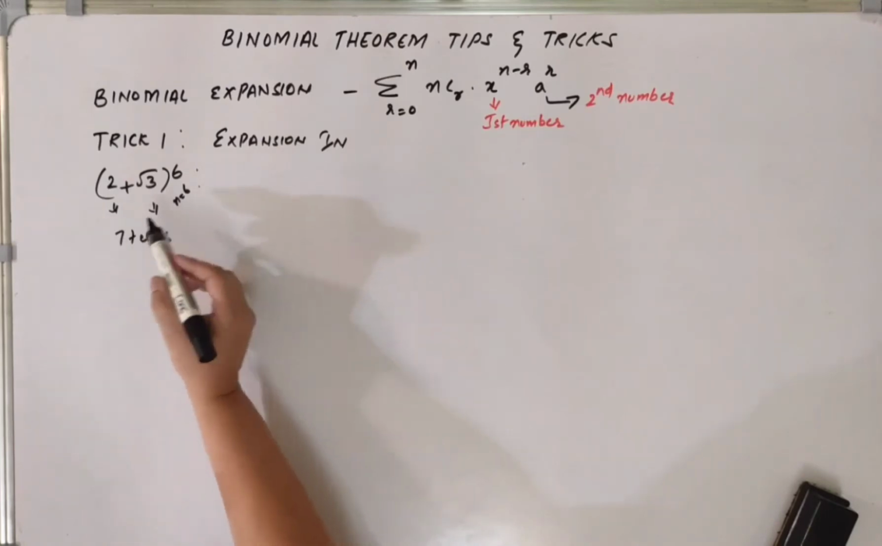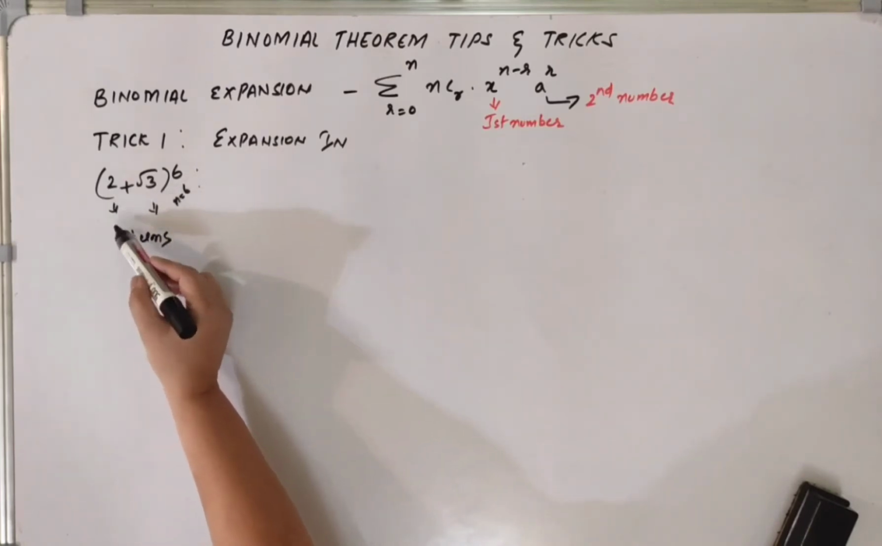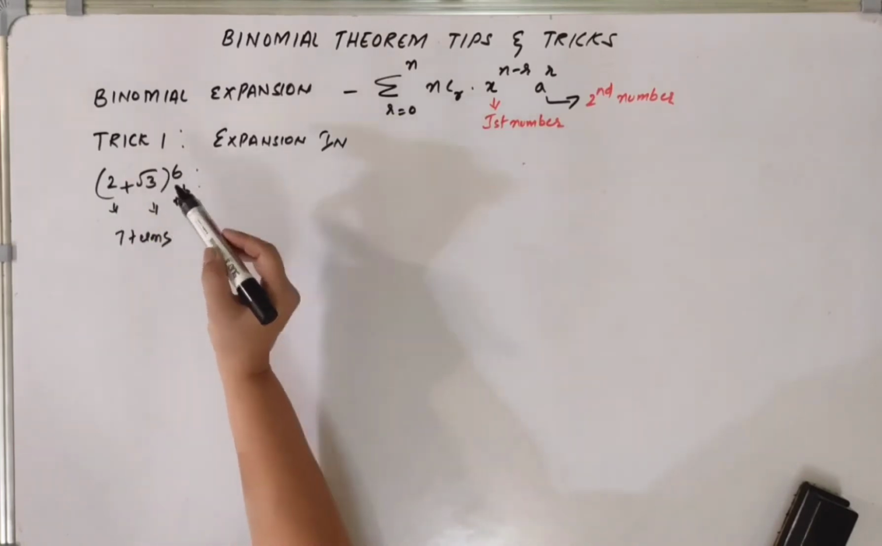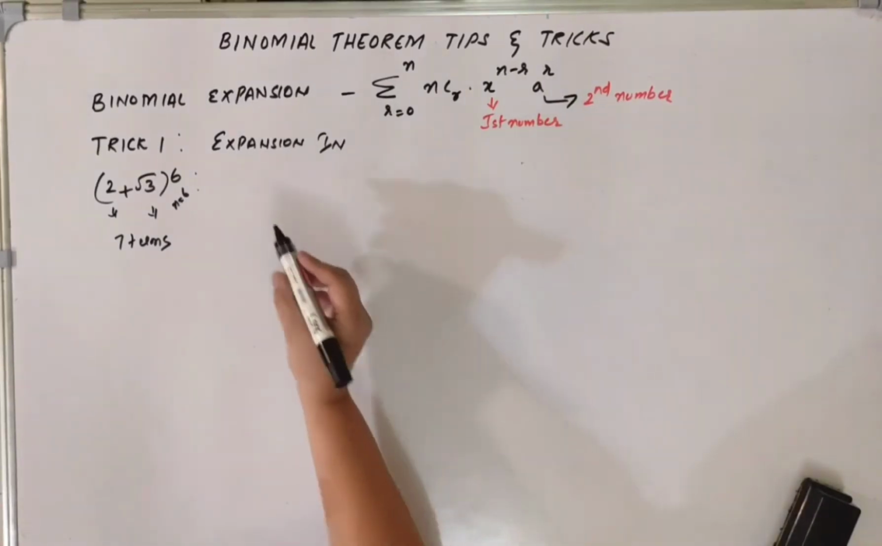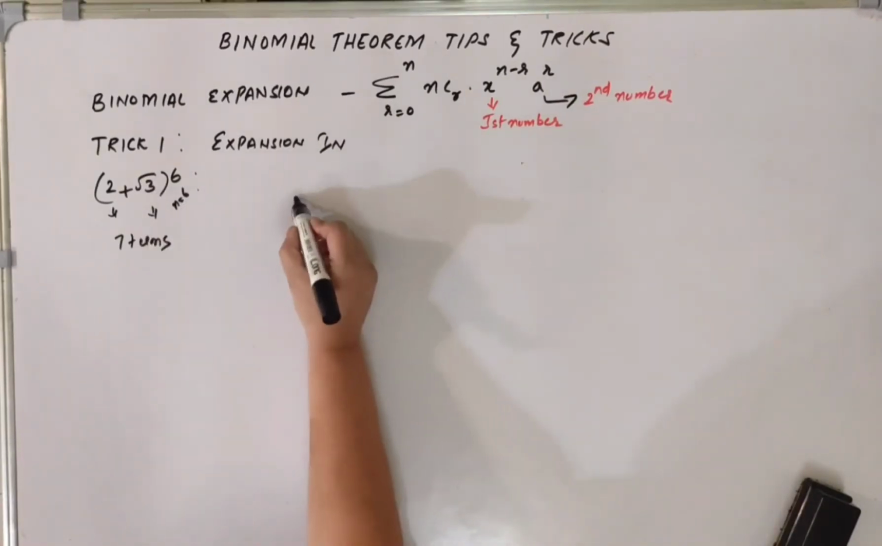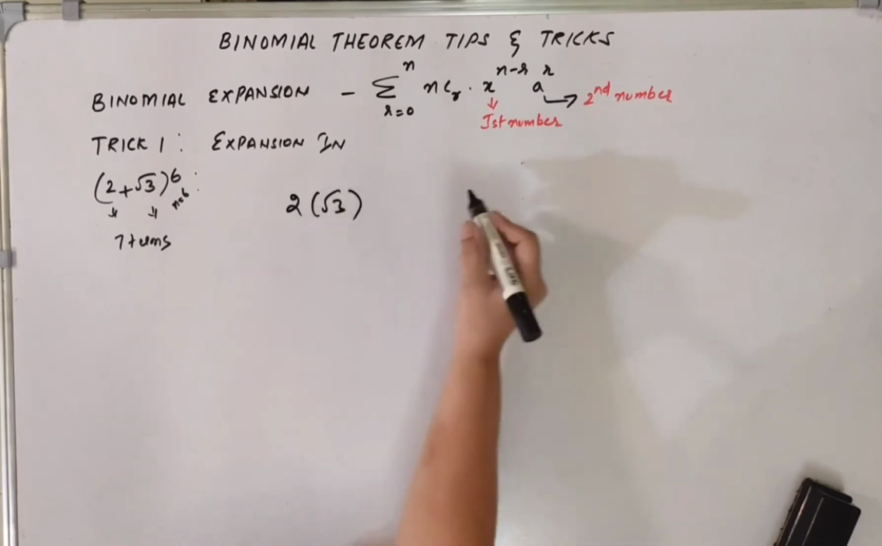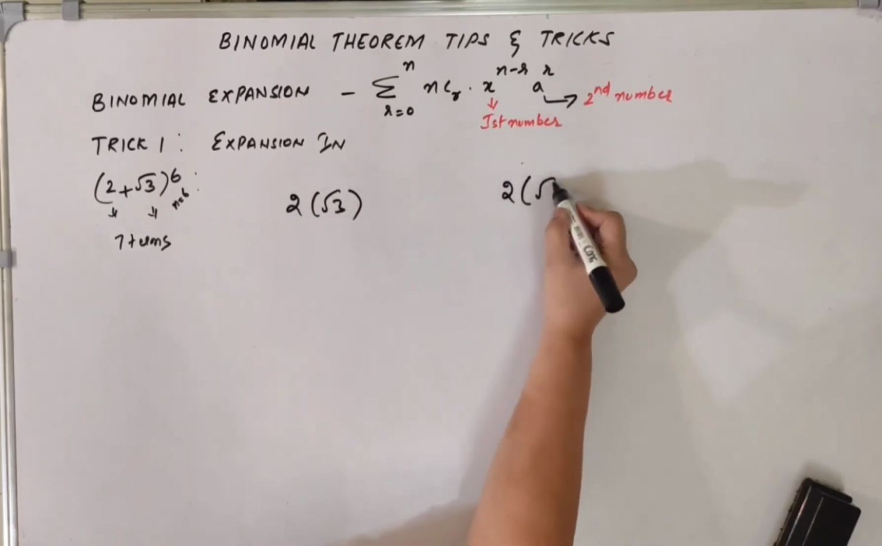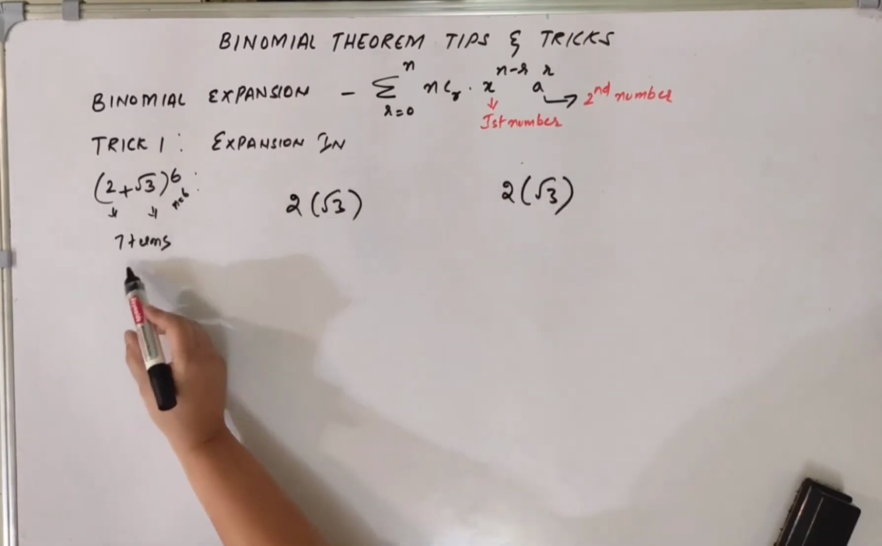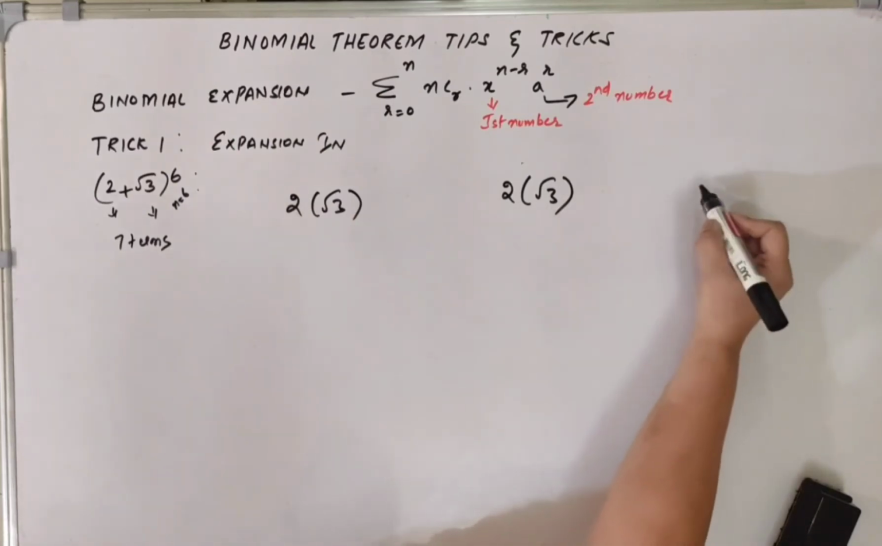Let's take this example, 2 plus root 3. So this is the first number, this is the second number, power is 6, that is n is 6. So what we are going to do is, we will first write first term, 2, second term, root 3. Then 2, root 3. N is equal to 6, which means we will have 7 terms. So we will write it 7 times.